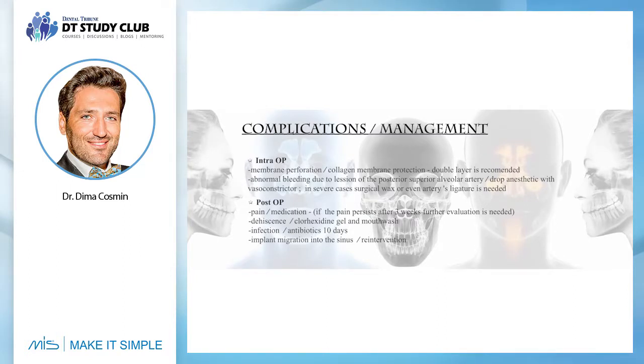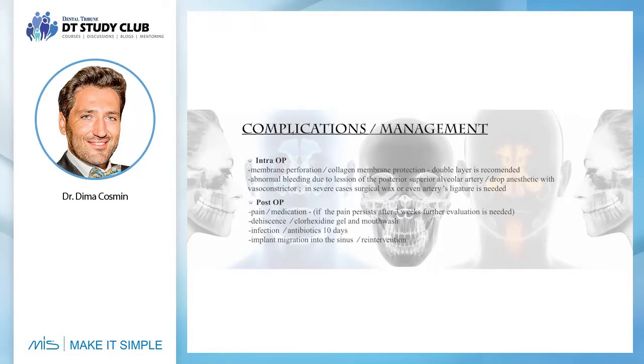Abnormal bleeding due to lesion of the posterior superior alveolar artery: like I told you, we can drop some anesthetic with vasoconstrictor if the artery is not too big, and in severe cases we can use surgical wax, or sometimes we need arteries ligature. Post-OP, pain is considered a complication because we can have some small pain in the first 3 weeks, but after 3 weeks the pain is considered a complication and further evaluation is needed.